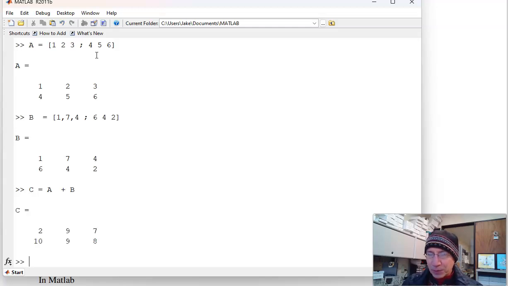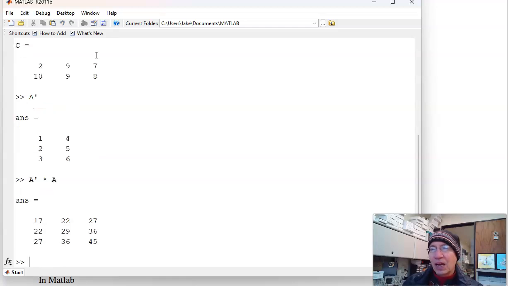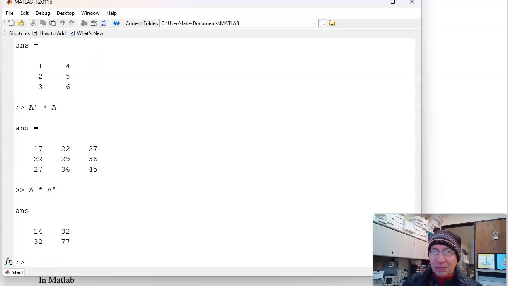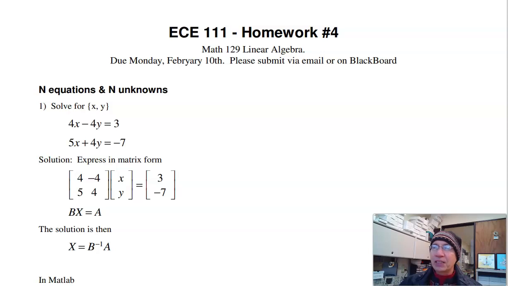I can transpose a matrix. That's a single quote. That's A transpose. I can do A transpose times A. I can find a matrix inverse. And this one's just not going to like it. Let's try A times A transpose, and find the inverse of A times A transpose. So matrices are really easy to work with in Matlab. That's really one of the main features of Matlab. It's not just a graphing calculator, it's a graphing calculator that does matrices.